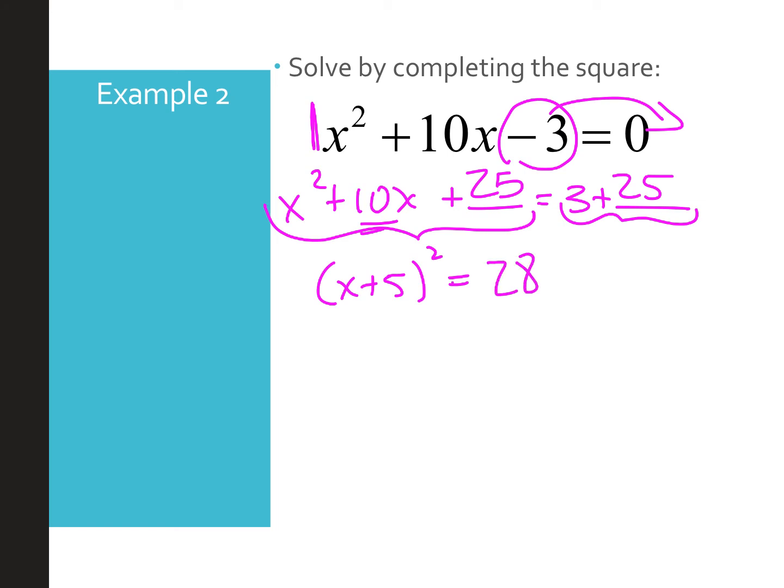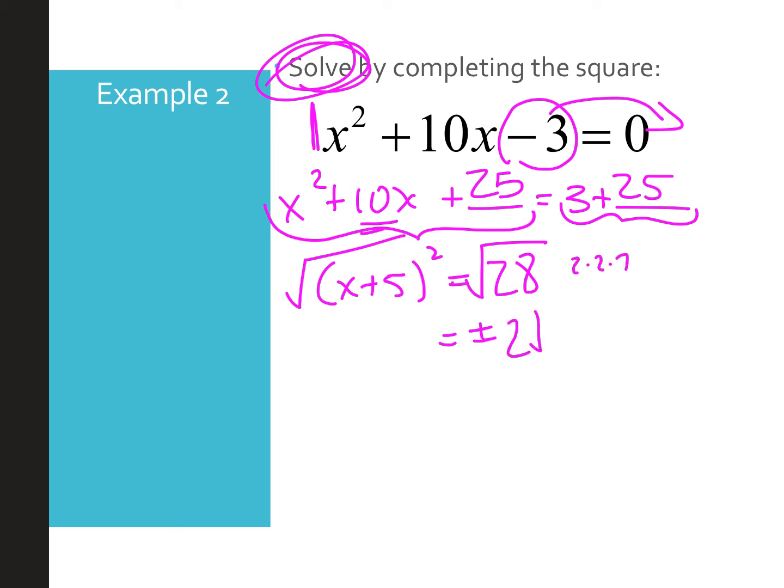All right, so you have officially completed the square. That's what completing the square looks like. So now all I have to do is take the square root to keep going with this and solving. So now let's see, 28 is what, 2 times 2 times 7? So I'm going to have plus or minus 2 rad 7.